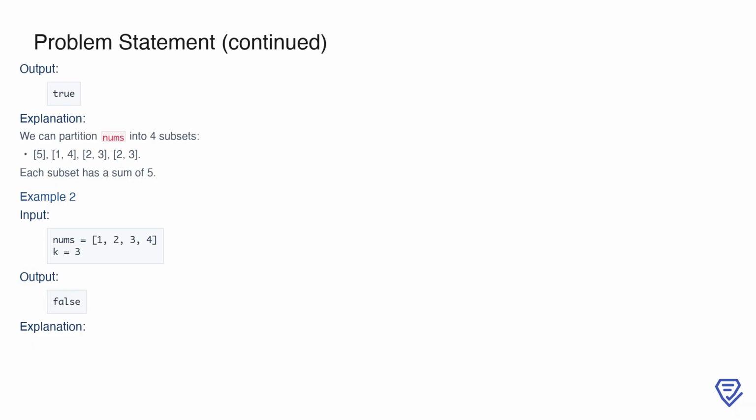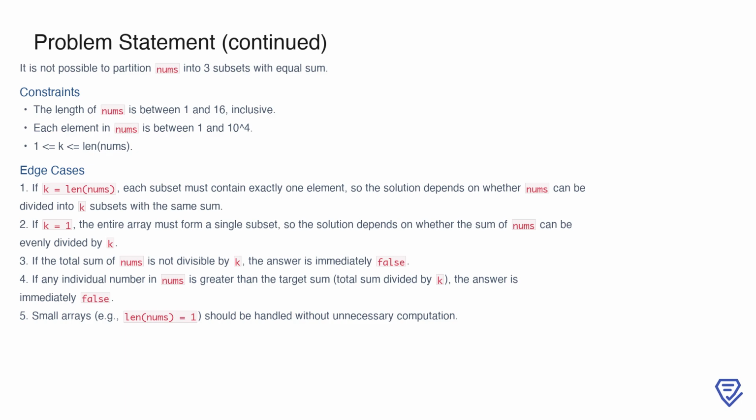Now, for the second example, we have nums as 1, 2, 3, 4, and k is 3. Here, the output is false because it's not possible to divide the array into 3 subsets where every subset has the same sum. So, while the first example works, the second does not, highlighting the importance of how the array is structured and the value of k. In the second example, the reason it fails is that the total sum of nums cannot be evenly divided into 3 equal parts. This brings us to the constraints and edge cases.